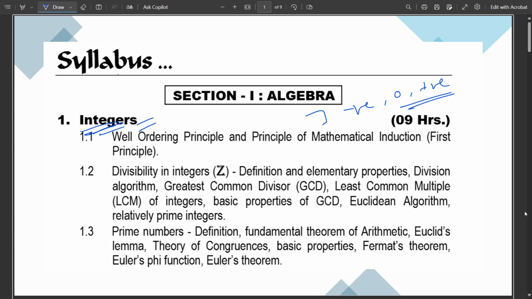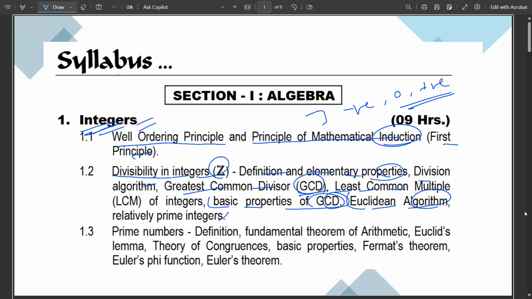So speaking about integers, what are we going to study in this? We are going to study the well ordering principle. Then we are going to study the principle of mathematical induction, which is the first principle. After that, we are going to study divisibility in integers, definition and elementary properties, division algorithm, greatest common divisor, which is also called GCD, or you also know it as HCF, highest common factor. After that, we are going to see LCM, which is least common multiple. Then we are going to see basic properties of HCF or GCD. Then we have the Euclidean algorithm, which is used in prime integers, then division also.